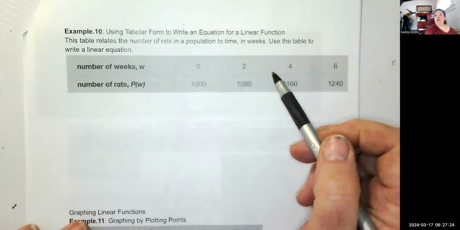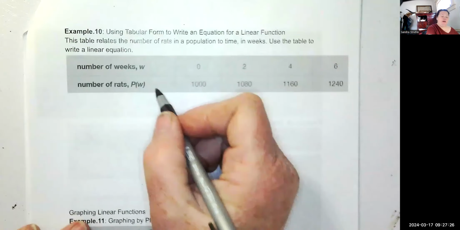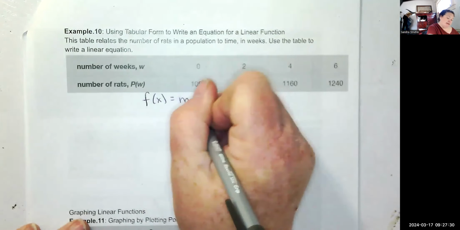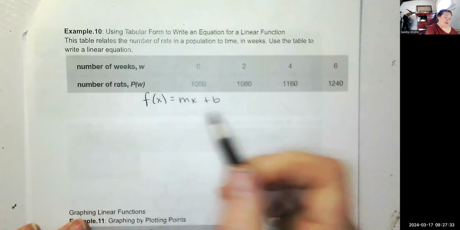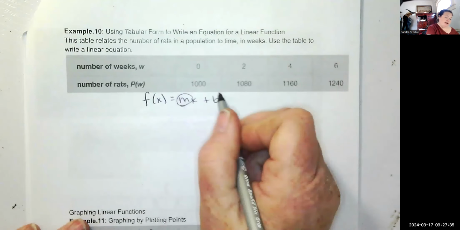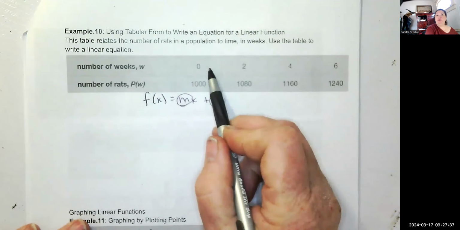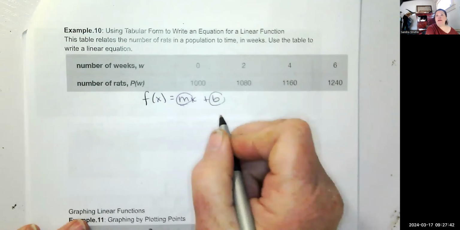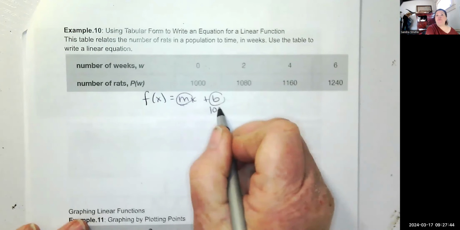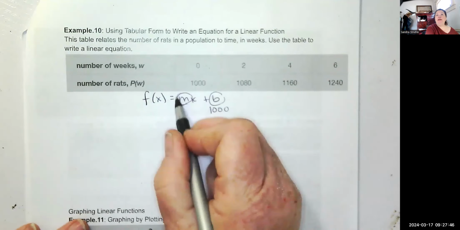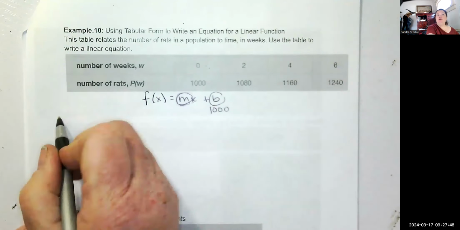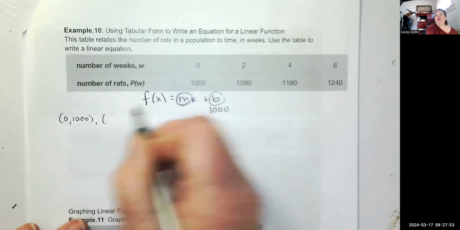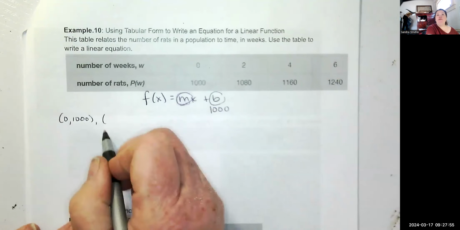There are two things we need to be able to do. We need to find the slope. So we've got f of x is equal to mx plus b. We need the slope and we need the y-intercept. Being that 0 is the input, our y-intercept is already 1,000, so my b is 1,000. My m is the only thing I need to find, and for that I need two ordered pairs. I'll use 0 and 1,000 because it's nice and easy, and then it doesn't matter, we'll use 4 and 1,160.